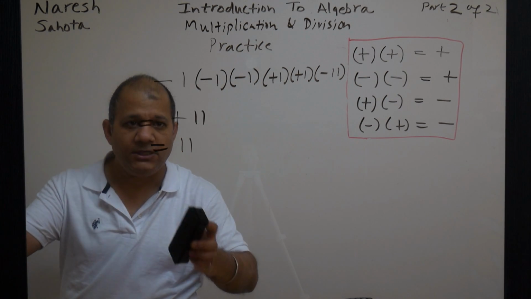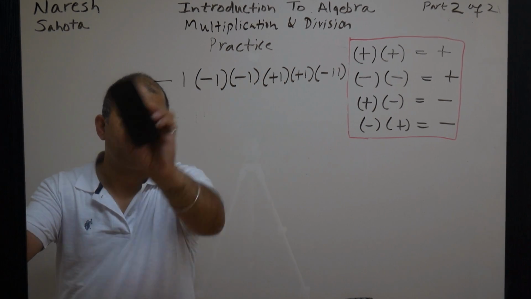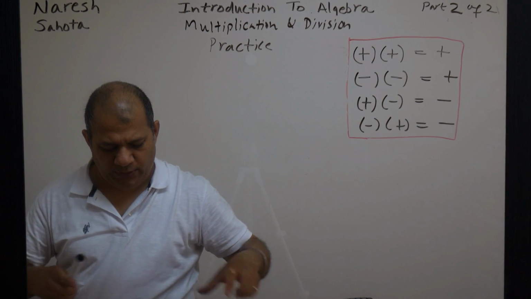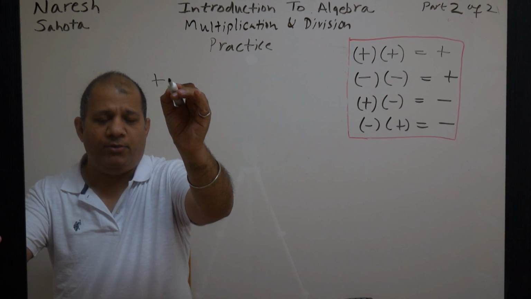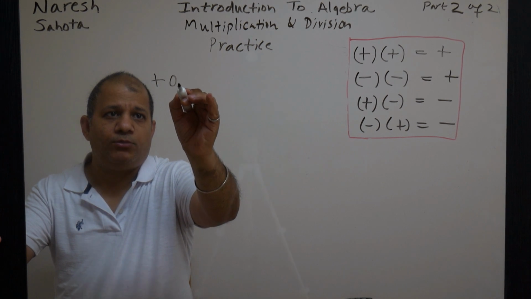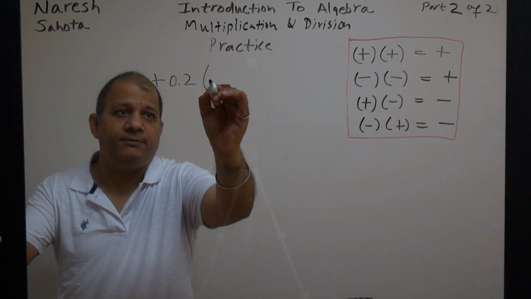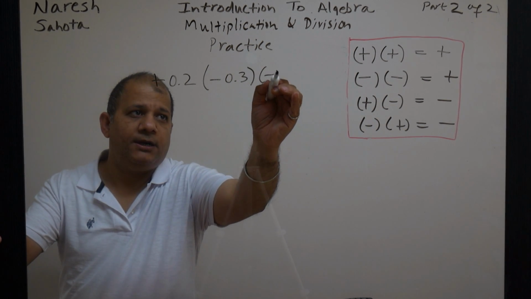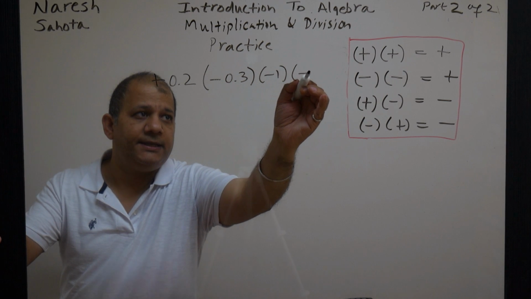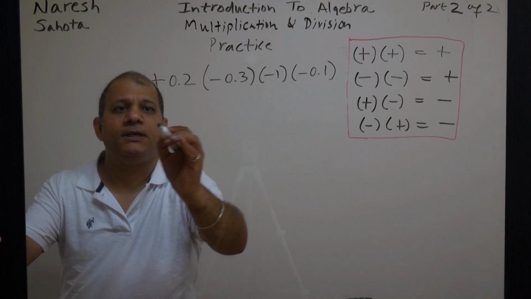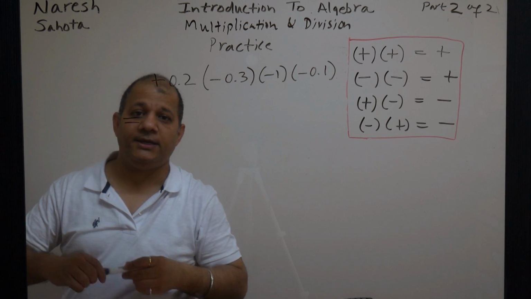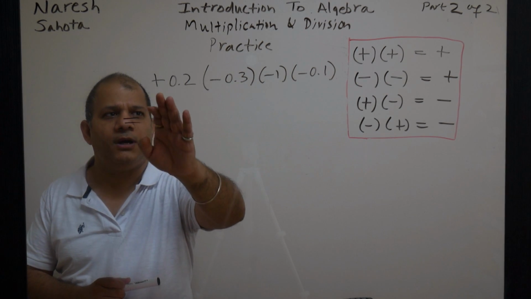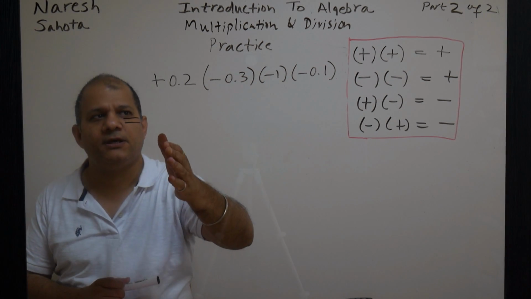Alright, now let's do one with decimals. So let's say we have positive 0.2, times negative 0.3, and then times negative 1 times negative 0.1. Now that looks complicated, right? But it isn't. The first step is figure out the sign. So positive times negative, right? Figure out the sign and then multiply.